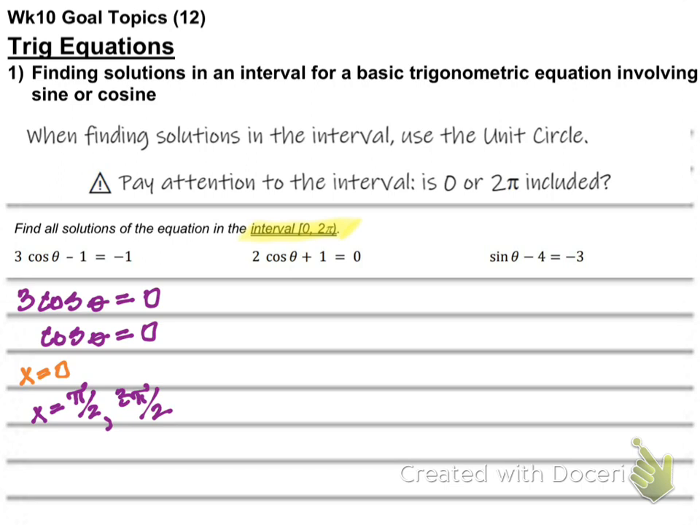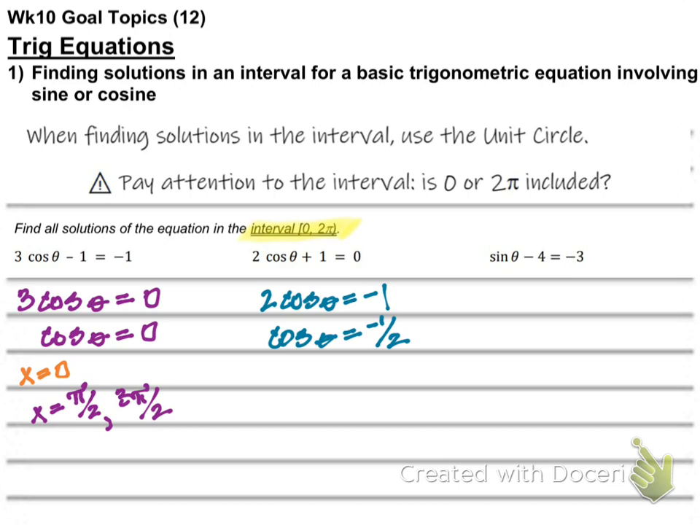2 cosine theta plus 1 equals 0. So we would subtract 1, and we would have 2 cosine theta is negative 1. And then I would divide both sides by 2. Cosine theta is negative 1/2.